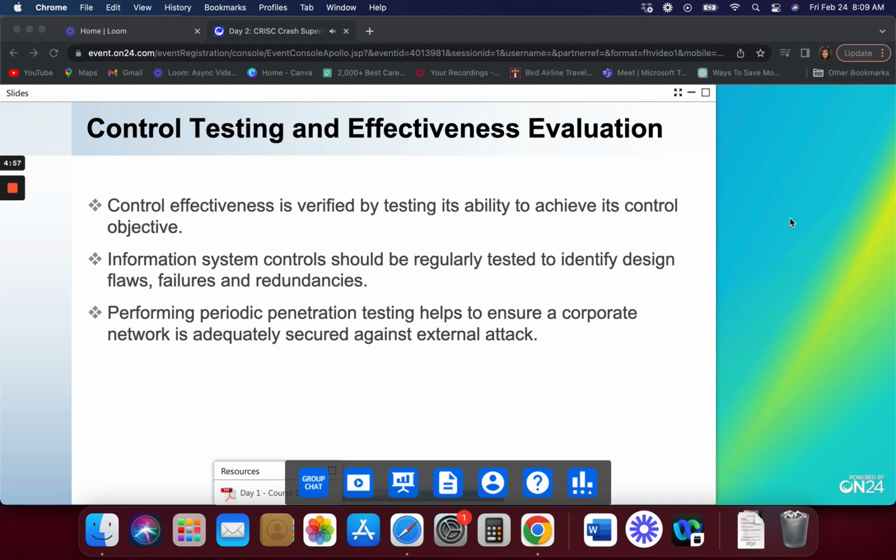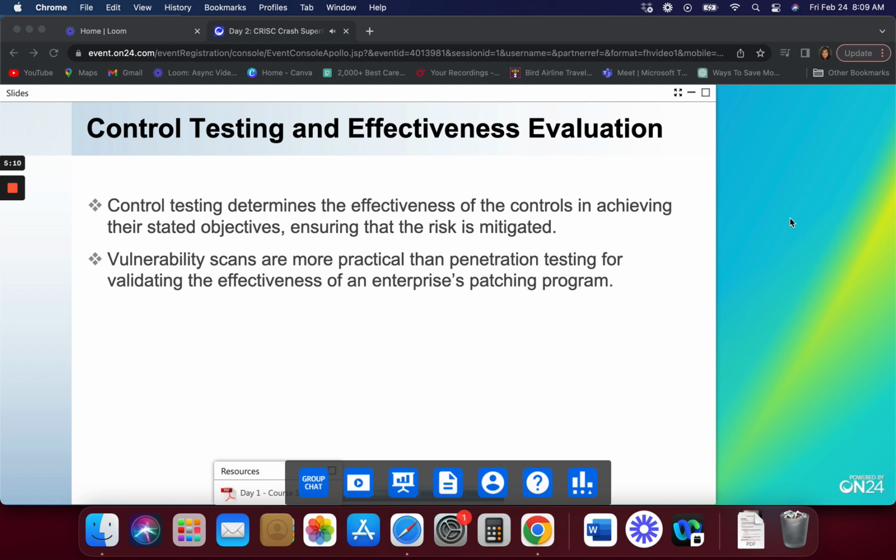Performing periodic penetration testing helps us ensure that a corporate network is still adequately secured against external attack, because that's the type of vulnerability assessment. Again, control testing is what helps us determine the effectiveness of controls. We already get that. We already talked about it. This is just a little different way of saying it.